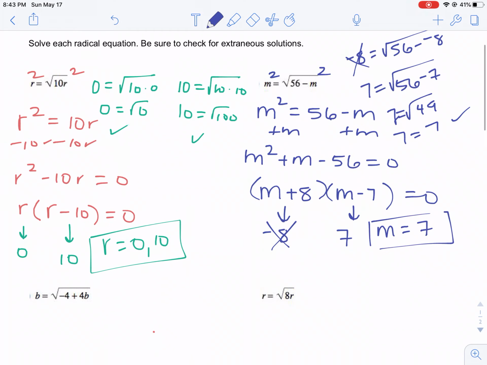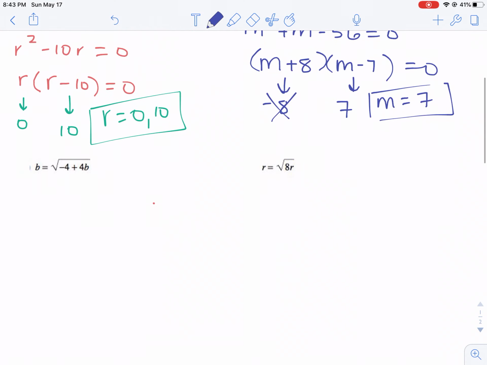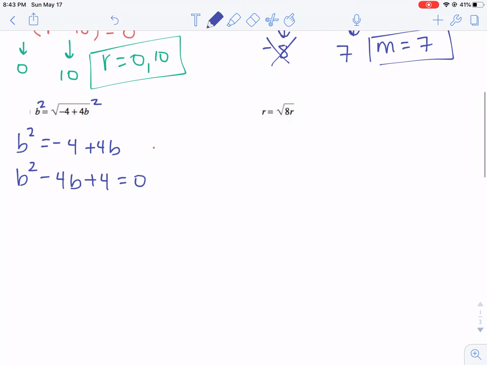The next two follow a similar pattern. So for the next one, again, we're going to square both sides. So we'd get b squared equals negative 4 plus 4b. That squaring will undo the square root. I'm going to get everything on one side, so that'll be b squared minus 4b, and then a positive 4 equals 0.